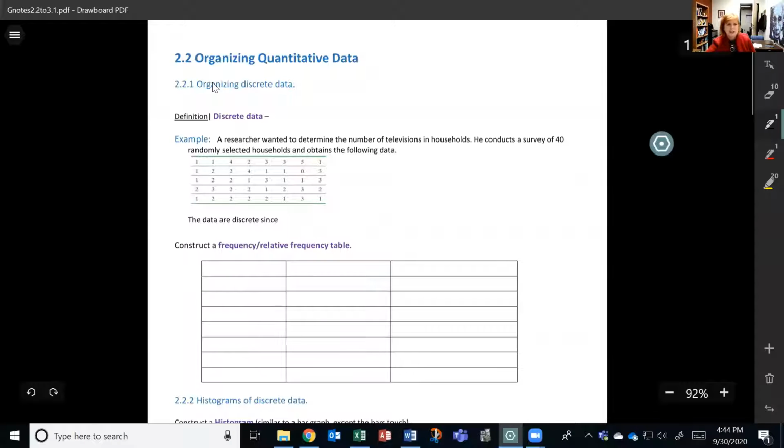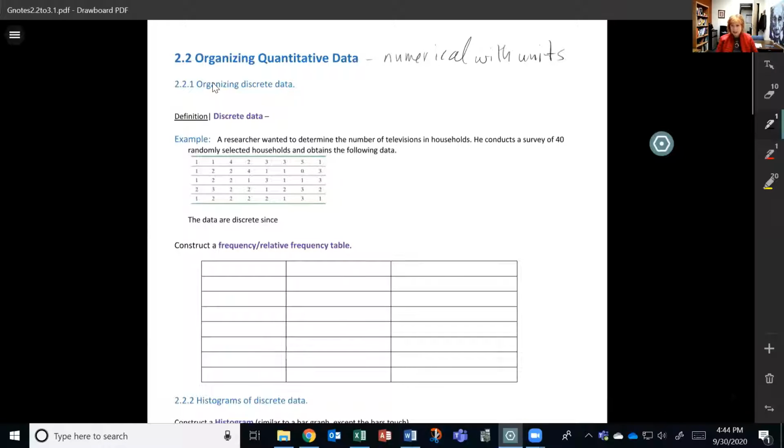Hi there, everybody. Today we're going to talk about organizing quantitative data. And we're going to start off by organizing a type of quantitative data called discrete data. All right, so quantitative data we talked about last time. These are numerical and they have units. So they are a quantity of something.